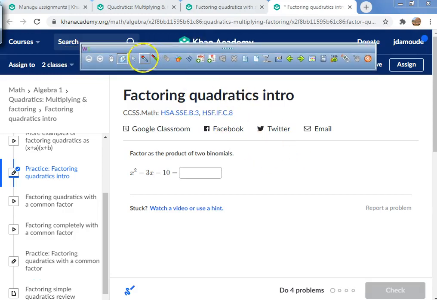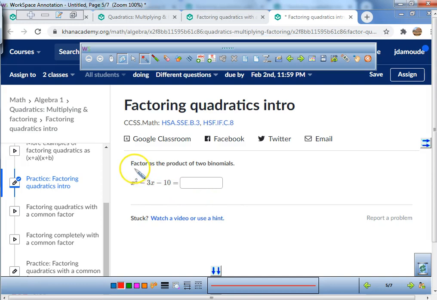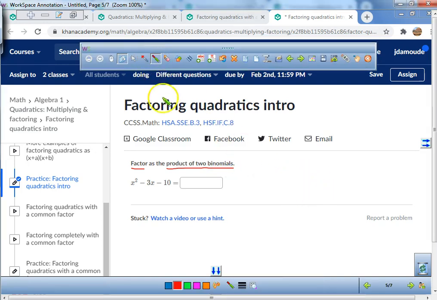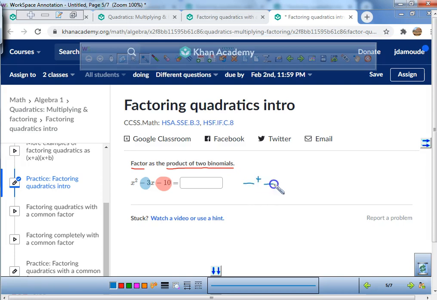Factoring quadratics intro, all right? So we have to factor this as a product of two binomials. I want you to highlight or underline the -3 right there and the -10 right there. I need you to write: blank plus a blank equals -3, and blank times a blank equals -10, just like that.